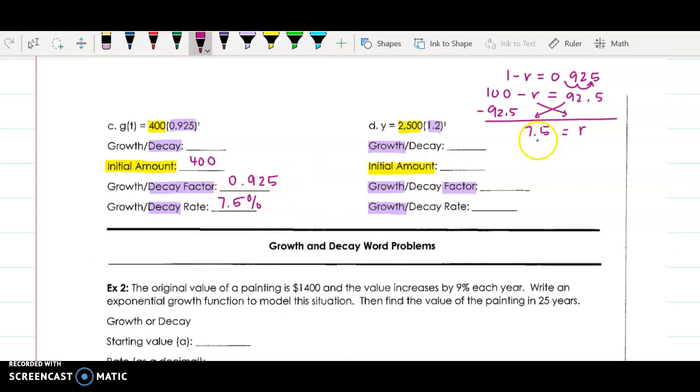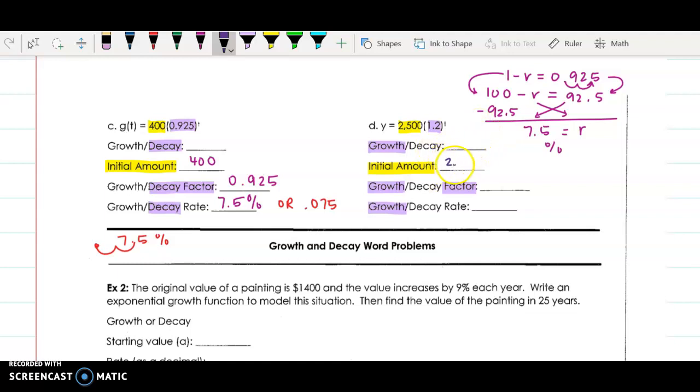So 7.5%. That's given as a percent because I converted to percents my 1 to 100 and my 0.925 to 92.5. So that's why this is a percent. If I wanted to write it back to decimal form, I would take my 7.5% and I would bump the decimal back 2 places, and that would be 0.075 in decimal form.